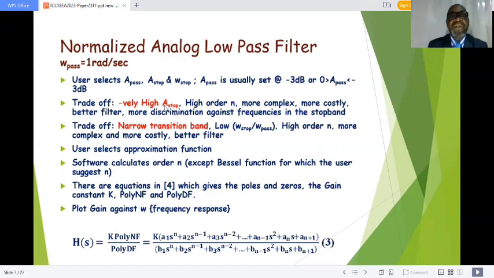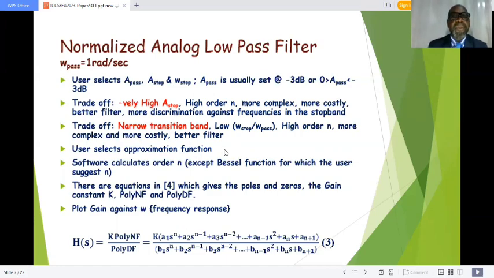The higher the A stop, the better the filter, the higher the order of the filter N, and the more complex and the more costly it is. Another trade-off is between a narrow transition band and a wider transition band. A narrow transition band is better. It will require a higher order.